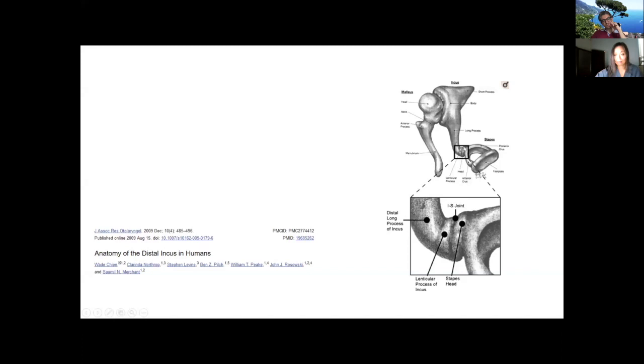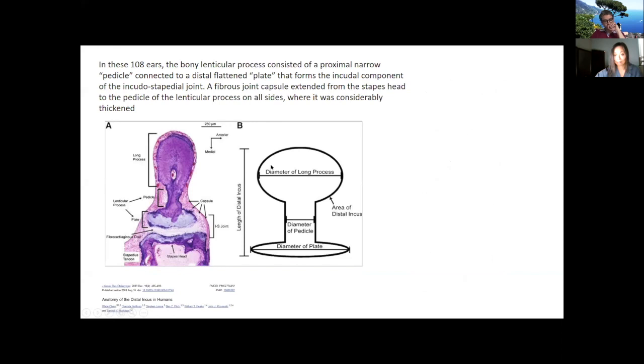So we think of, on CT, the incus as a long process and the lenticular process, which articulates with the stapes. But when they actually did histology, they found that the lenticular process is composed of two parts. There's this skinny pedicle, and then there's a more flat plate-like structure. And that plate then articulates with the head of the stapes.